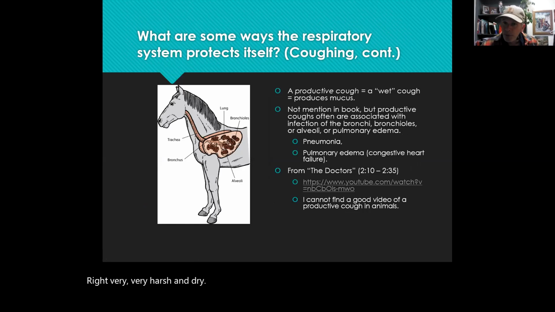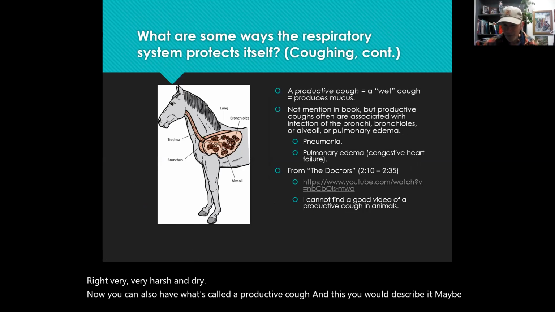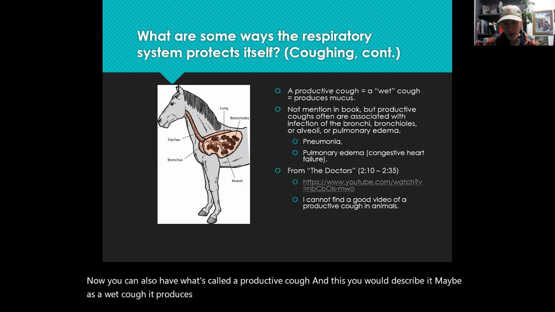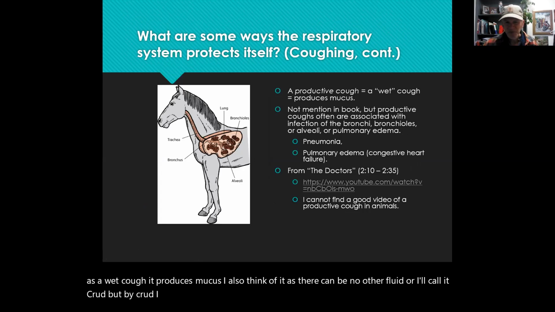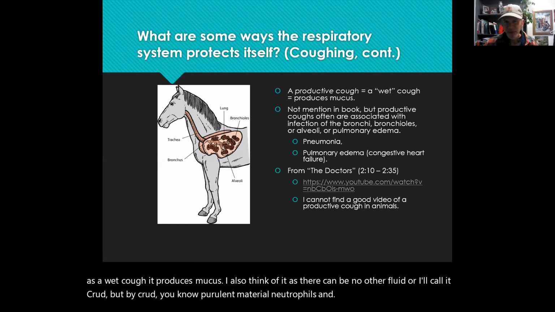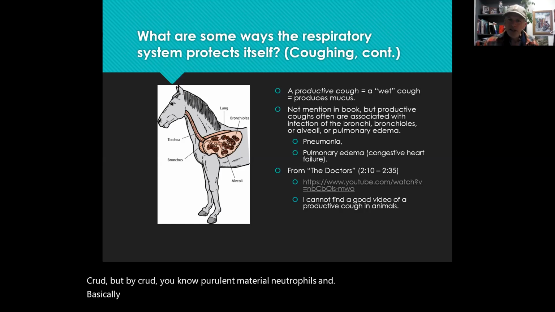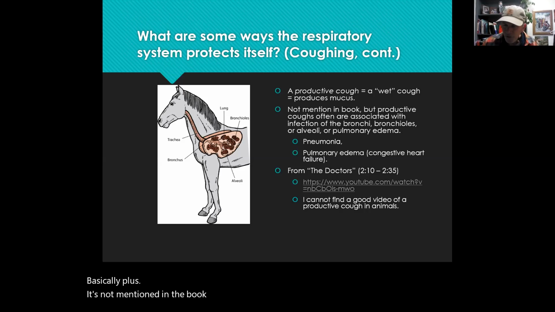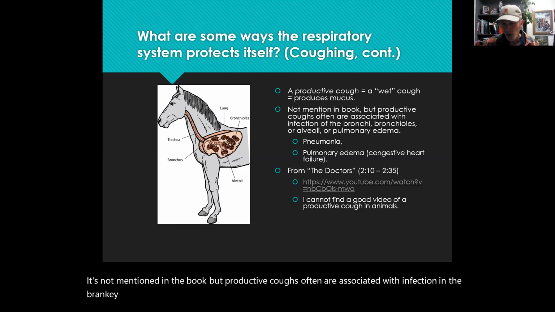Now, you can also have what's called a productive cough, and you would describe it maybe as a wet cough. It produces mucus. I also think of it as there can be other fluid, or I'll call it crud. By crud, I mean purulent material, neutrophils, basically like pus. It's not mentioned in the book, but productive coughs often are associated with infection in the bronchi, bronchioles, or the alveoli, or with pulmonary edema.